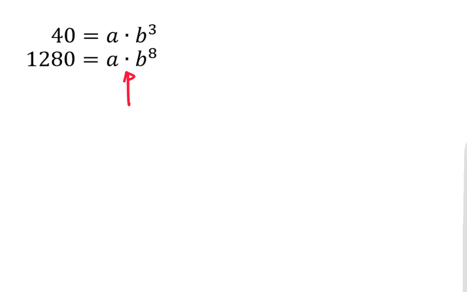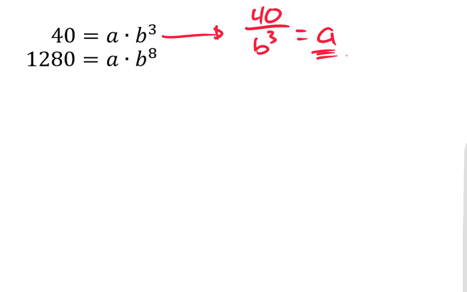Okay, so you're saying divide both sides of this one by b to the third. So I get 40 over b cubed equals a. And that's what we discussed, right? We now have a valid value for a. This is what a is, according to the first equation. And we can substitute that into the second equation. So this second equation, if I do the substitution, becomes 1,280 equals 40 divided by b cubed times b to the 8th power.